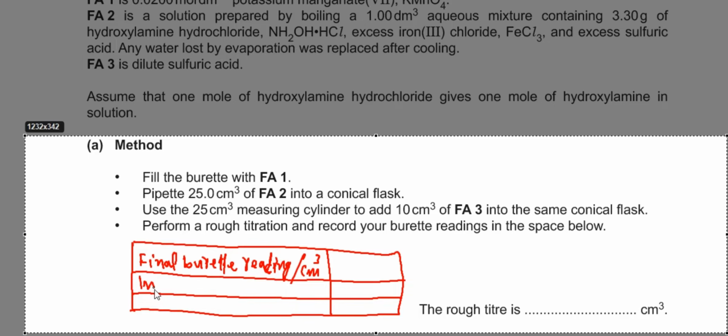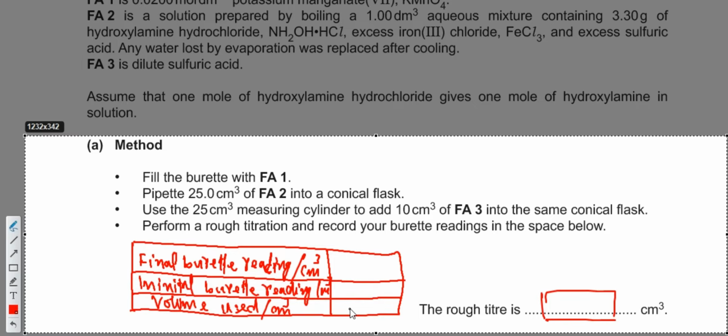Then initial burette reading, and please follow the same pattern which you followed here: initial burette reading, slash cm cube. And then finally in the third row you have to mention volume used, again slash cm cube, because this is in cm cube, and this reading will appear over here. You have to write afterward here. If you're not writing here, then you have to write here, or write on both places.